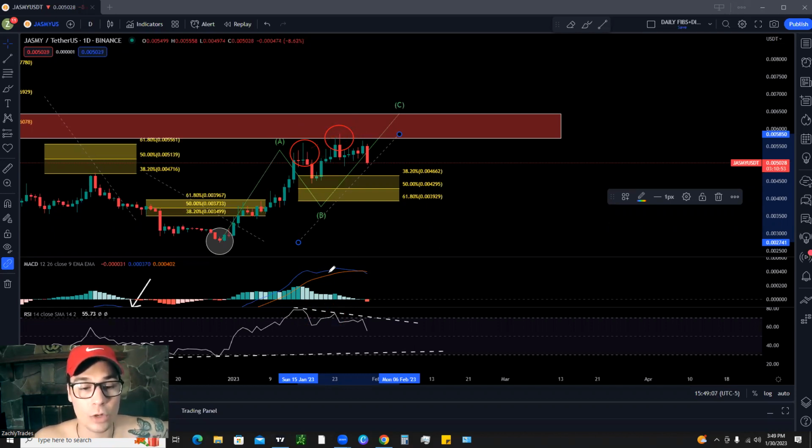Now over here, we're starting to get a MACD crossover, which could potentially be an exit signal. When the blue line crosses below the orange line, there is a potential that this could be an exit signal.